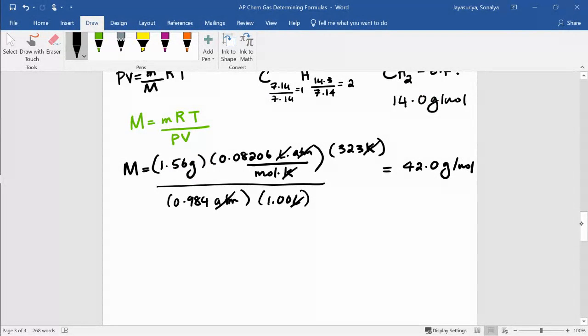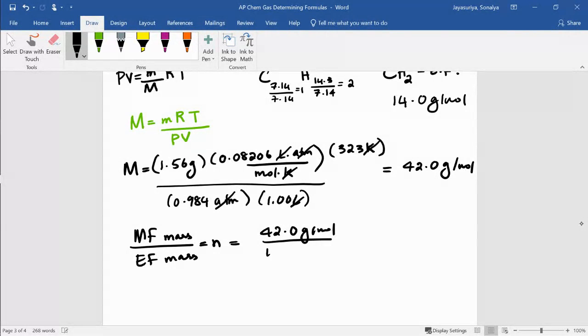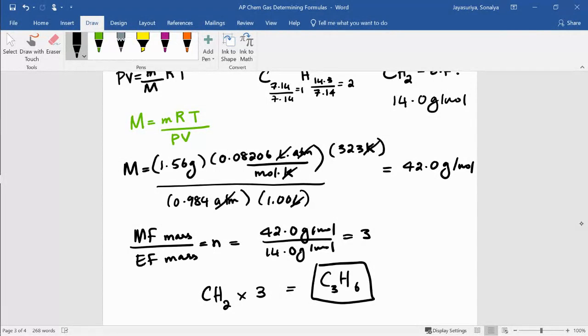Let's find the molecular formula. That is going to be MF mass divided by EF mass to get N. So that's going to be 42 grams per mole divided by 14 grams per mole, which will be 3. So CH2 times 3 gives me C3H6. That is the molecular formula of this compound.